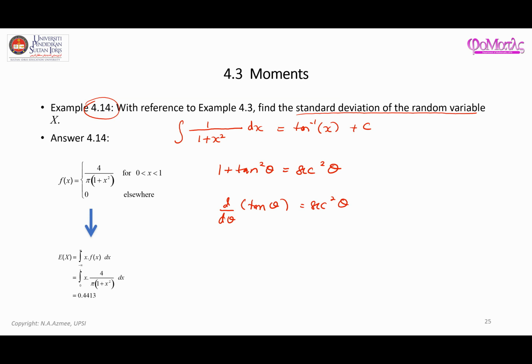And also, if you differentiate tangent theta, the result is going to be equal to secant squared theta. So these are considered as pretty standard results, and I'm going to explain how we can get those results using some basic knowledge that you have already obtained when you were in school.